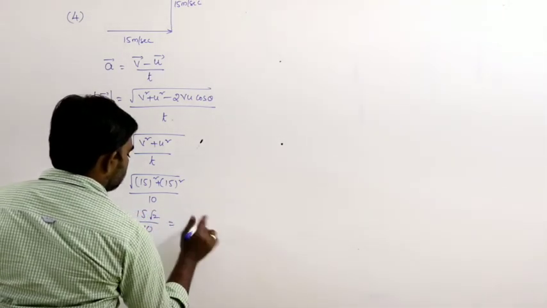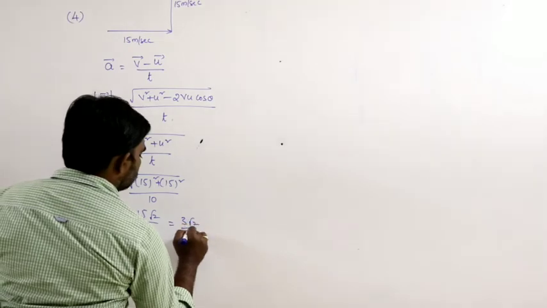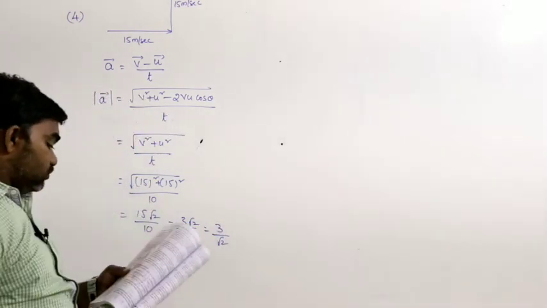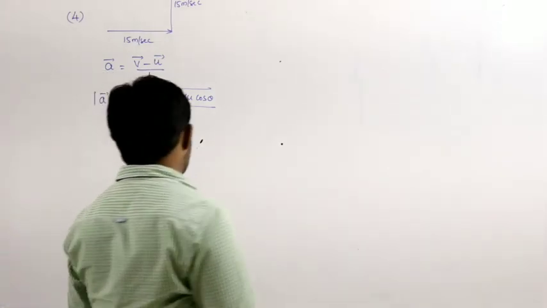So 15 root 2 by 10, that is 3 root 2 by 2, so that is 3 by root 2. 3 by root 2. What is the direction?